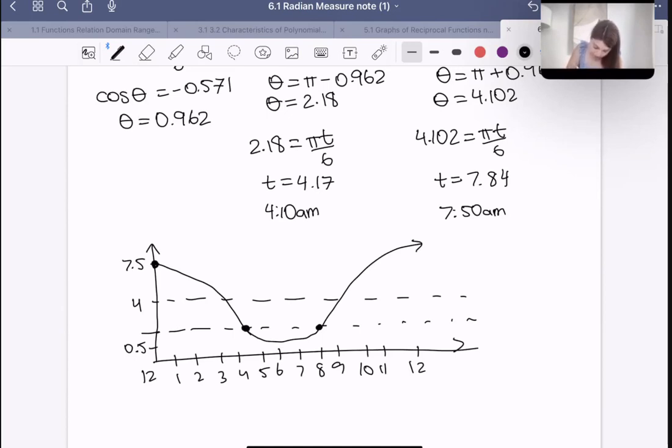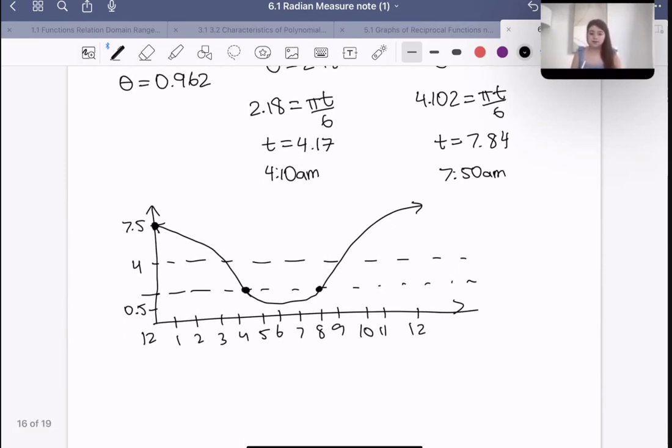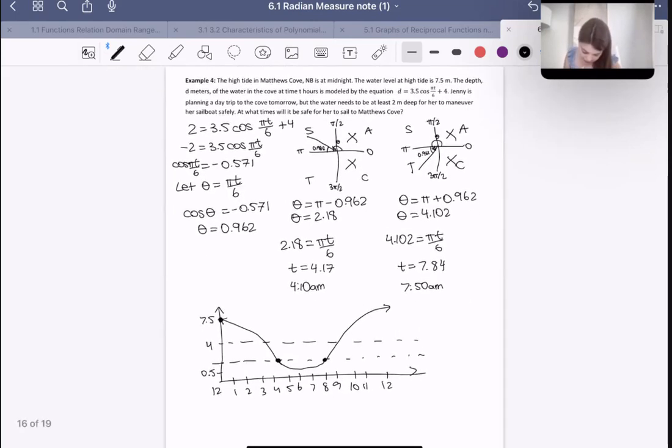And so therefore, the times that it is safe for the sailboat are going to be between, let's see, when is the water going to be at least 2 meters deep? So 2 meters deep or deeper, I believe. Yes, they said that she needs the water to be at least 2 meters deep for her to maneuver her sailboat safely. Okay, so you want for it to be 2 or higher.